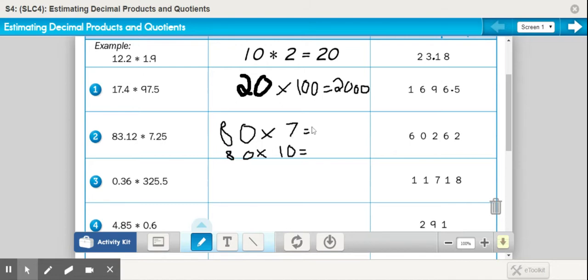8 times 7 is our basic fact of 56. Add 1 zero, because there's a 0 here and none there. 8 times 1 is our basic fact of 8. Add 2 zeros, because there's 1 zero in this factor and 1 zero in this factor. So both of our estimates end up in the hundreds place. So our answer is going to be between 560 and 800.